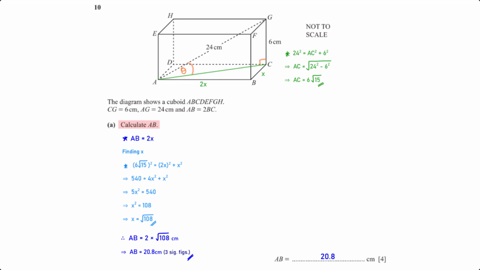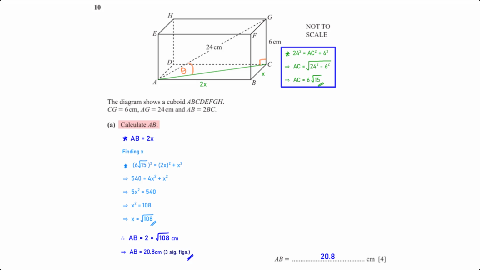To get AC, we apply the Pythagoras theorem to triangle ACG. This gives us 24 squared equals AC squared plus 6 squared. When we make AC the subject, this is what we get, which is equal to 6 root 15.